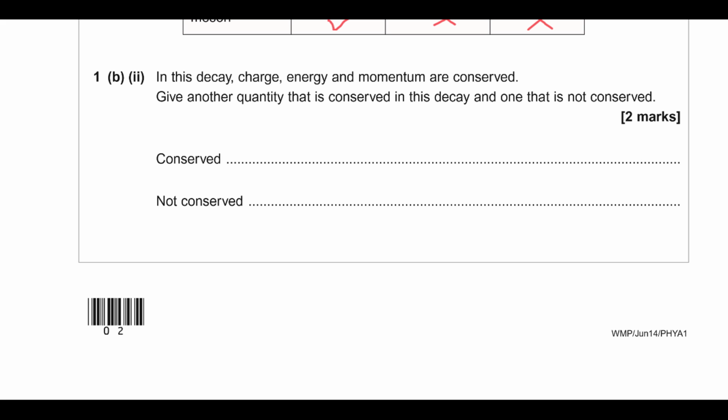In this decay, charge, energy, and momentum are conserved. Give another quantity that is conserved and one that's not conserved. Baryon number, if it exists as a reaction, baryon number must be conserved. However, we're going from strange particles to not strange, so we're not conserving strangeness, which means it must be a weak decay, because if you're not going to conserve strangeness, it must be weak.